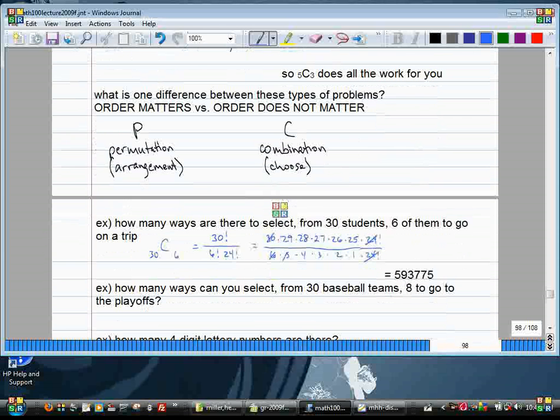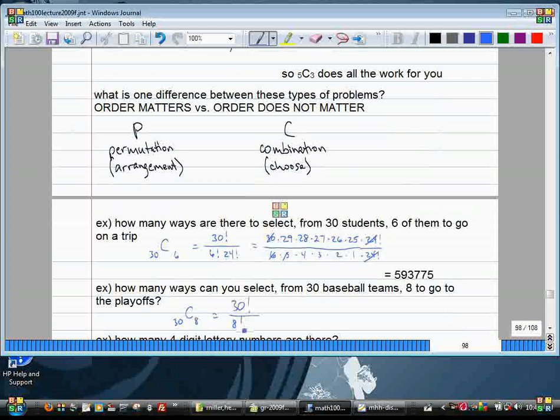Okay, next. How many ways can you select from 30 baseball teams, 8 to go to the playoffs? Okay. So what's the question we need to ask ourselves? Does order matter? The way that I've asked this question, it's just saying there are going to be 8 teams in the playoffs. So 30C8. And then of course we need to work that out.